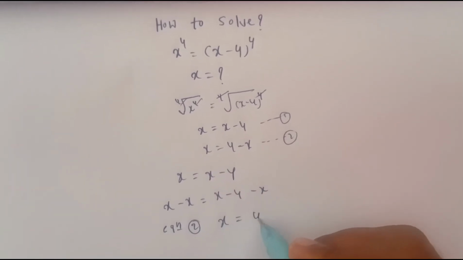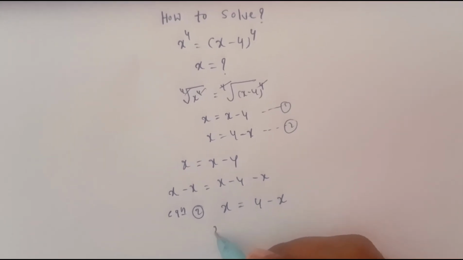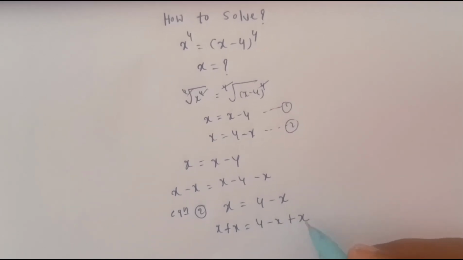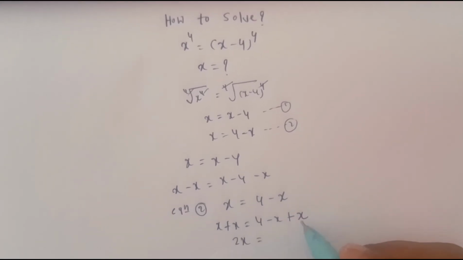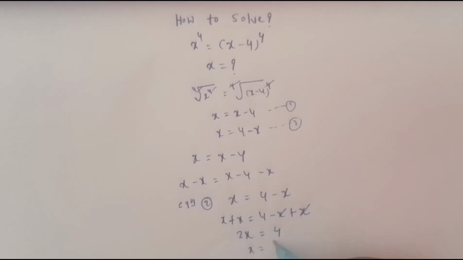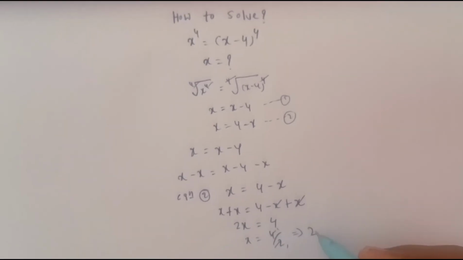x is equal to 4 minus x. In this, add x to both sides. We get 2x is equal to 4, minus x plus x cancel. x is equal to 4 by 2. Therefore, we get x is equal to 2.